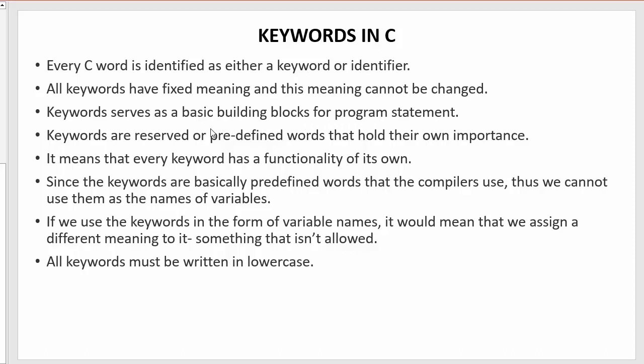So we can say that keywords are considered the basic building blocks of any C program, because without the help of keywords you can hardly write any C program. Next is keywords are reserved or predefined words that hold their own importance. Keywords are reserved or predefined words, and these keywords have their own importance in C programming. Next point is it means that every keyword has a functionality of its own.